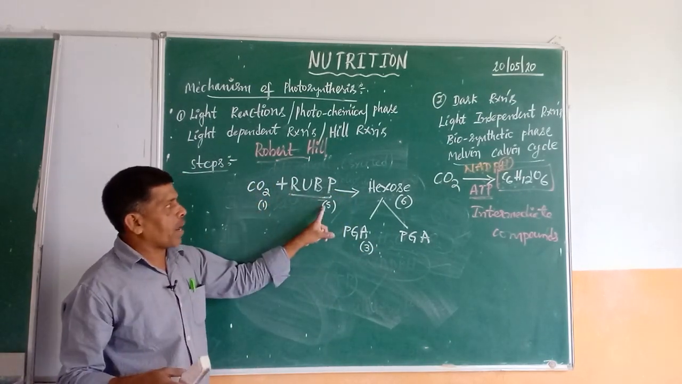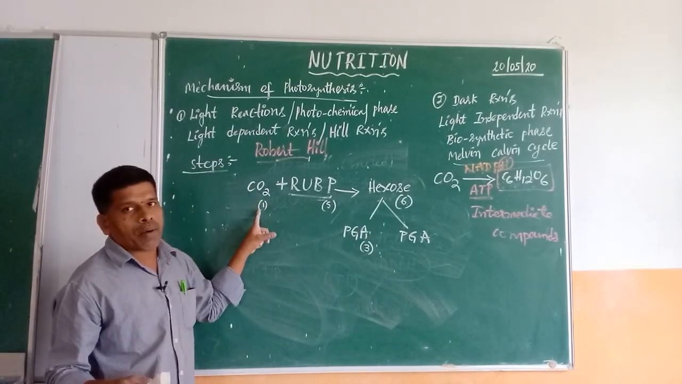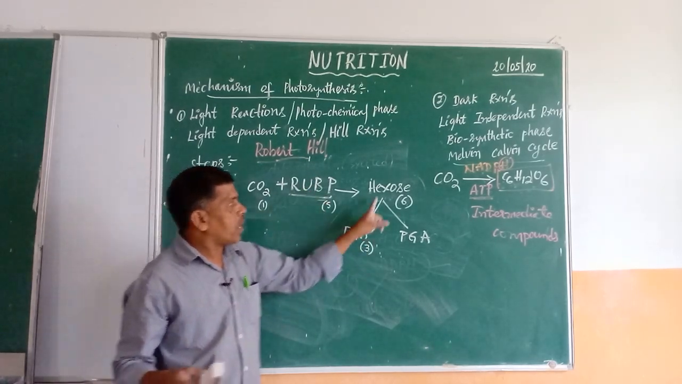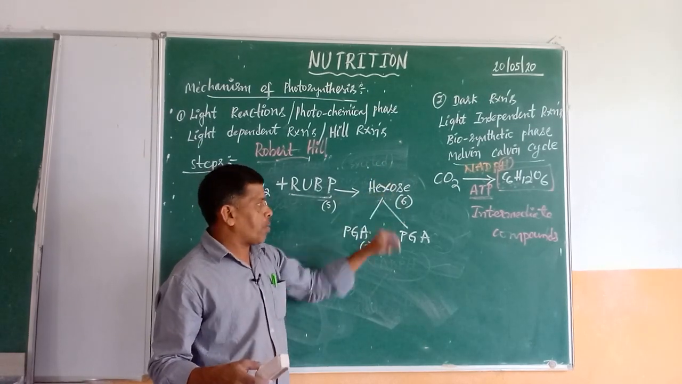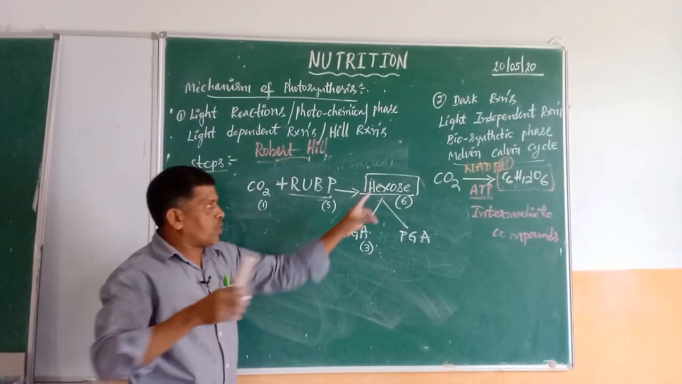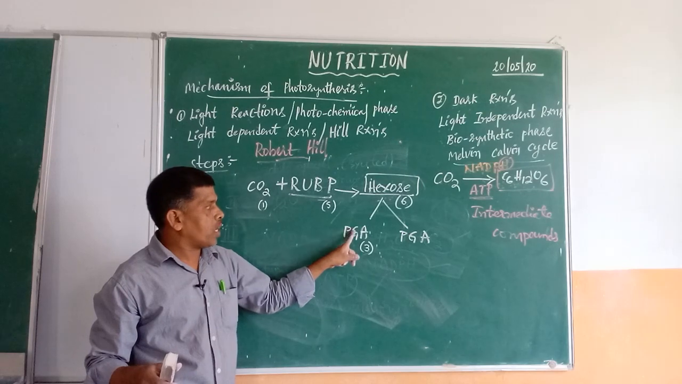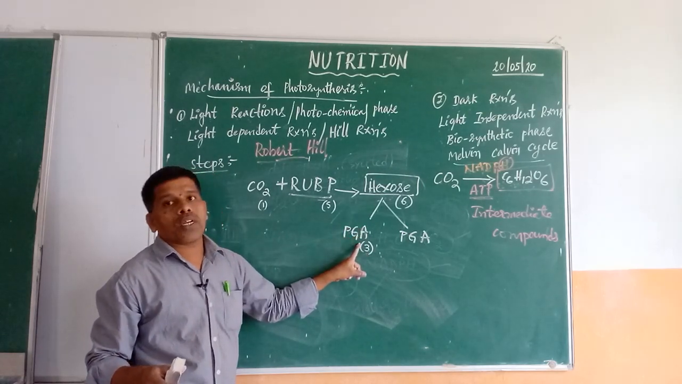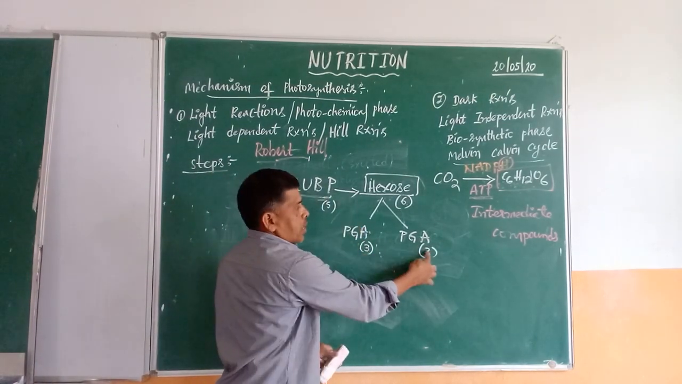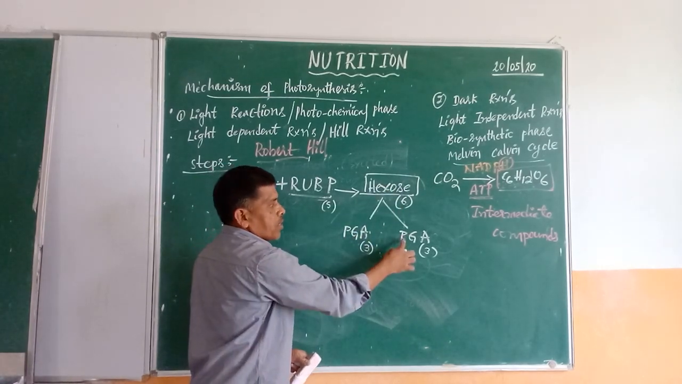Here you can see the numbers we are writing in the brackets. Suppose here we write 1. 1 means 1 carbon. Here 5 means this is a sugar molecule containing 5 carbons, and this is a sugar molecule containing 6 carbons. And now from this highly unstable molecule called hexose, we are getting 2 molecules of phosphoglyceric acid. Each phosphoglyceric acid molecule contains 3 carbons. So 3 plus 3 becomes 6. Like this, the hexose molecule is split into phosphoglyceric acid, PGA.